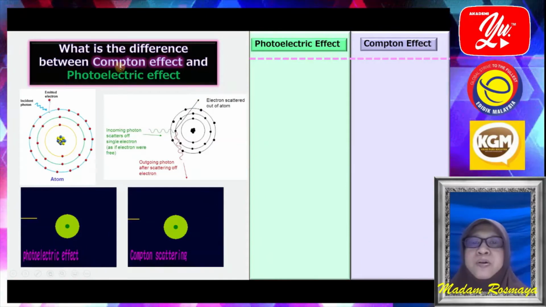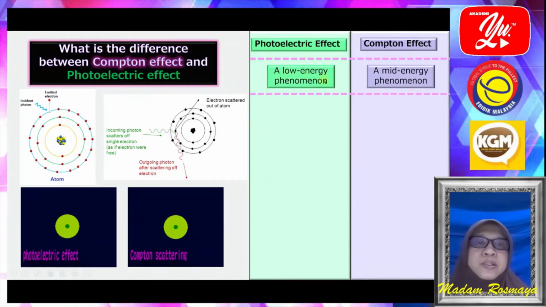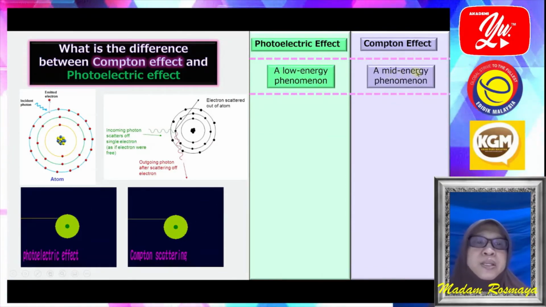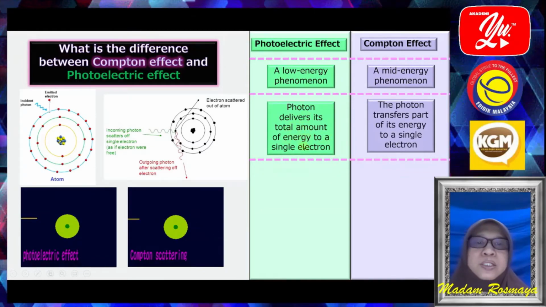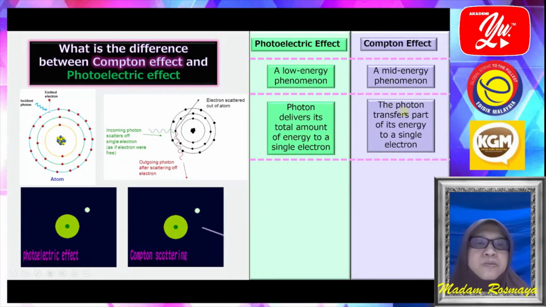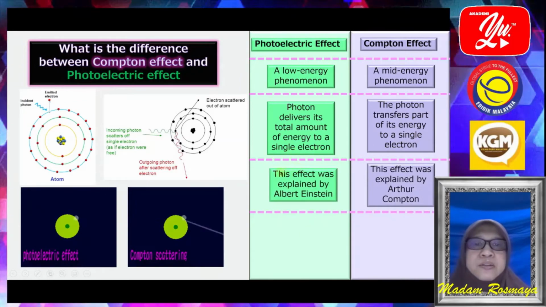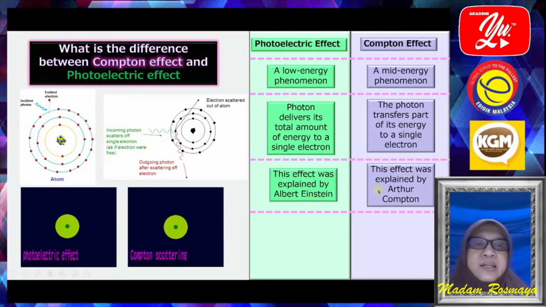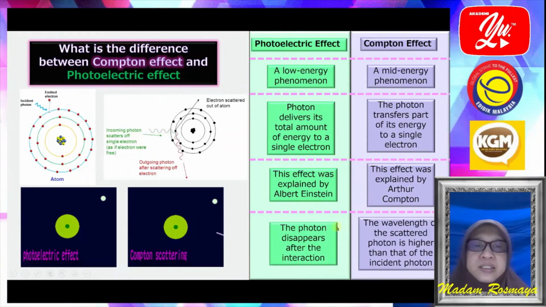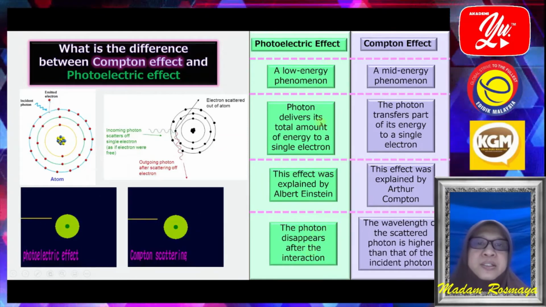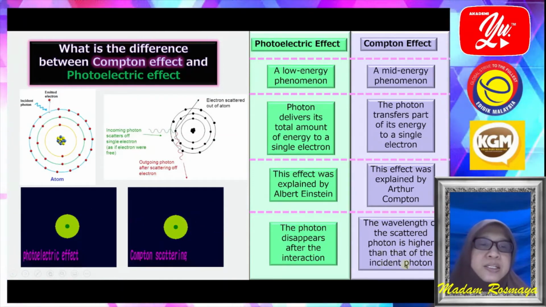So what is the difference between the Compton effect and the photoelectric effect? The photoelectric effect involves a low energy phenomenon, whereas the Compton effect involves a mid energy phenomenon. In the photoelectric effect, the photon delivers its total amount of energy to a single electron, whereas in the Compton effect, the photon transfers part of its energy to a single electron. The photoelectric effect was explained by Albert Einstein, whereas the Compton effect was explained by Arthur Compton. And lastly, the photon disappears after the interaction in the photoelectric effect, whereas in the Compton effect, the wavelength of the scattered photon is higher than that of the incident photon.